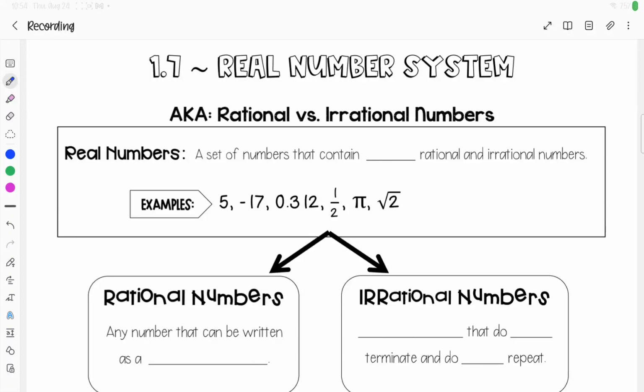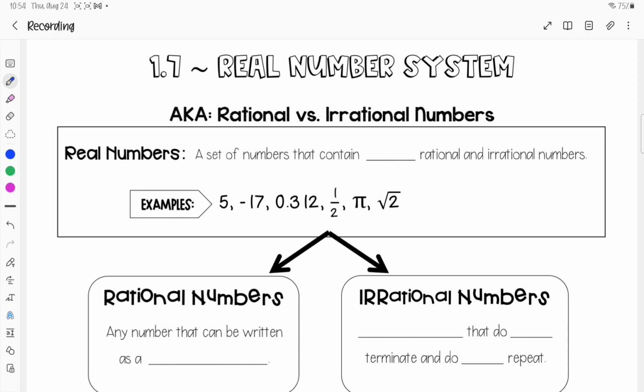This lesson is on the real number system. Our biggest goal here, and our last three lessons have all been our big essential standards, is understanding the properties of exponents and then being able today to classify whether a number is going to be rational or irrational.